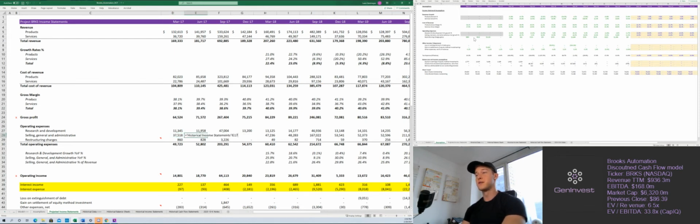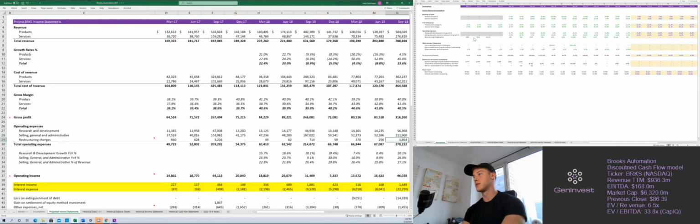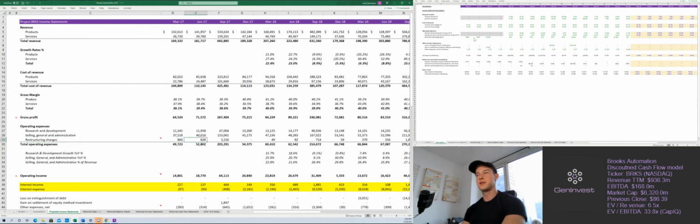Selling, general, and administrative captures all of the selling and marketing functions of the business, as well as any overhead expenses, the most significant of which is paying the management team, which falls under administrative. And then restructuring charges. This is small stuff relative to the expense base of the business, but if they were doing any restructuring of employees or their capital structure, that happens here.